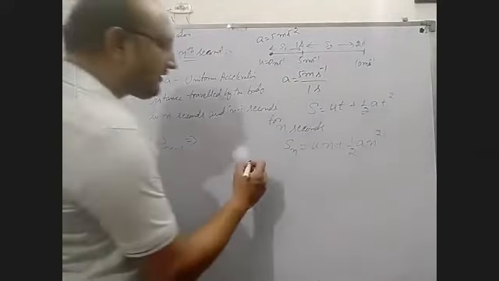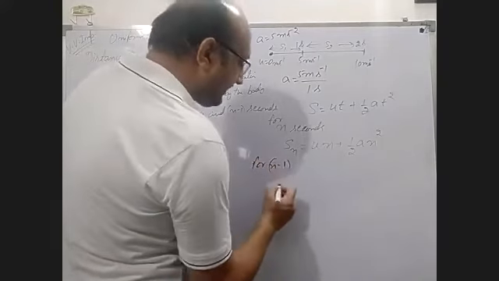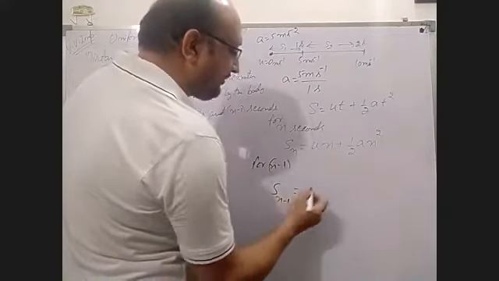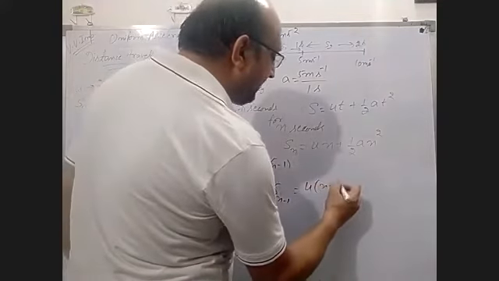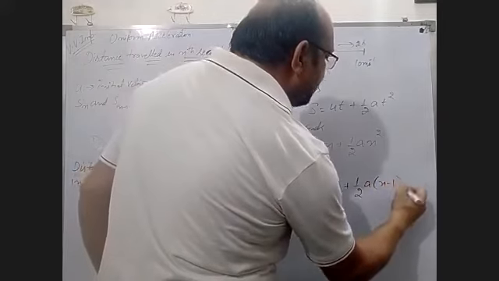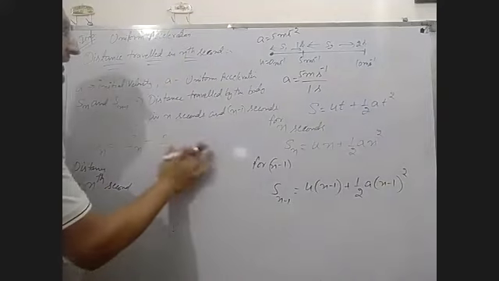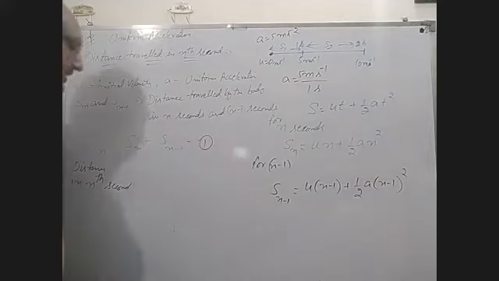For n minus 1, this formula becomes Sn minus 1 equals u times n minus 1 plus 1 by 2 a times n minus 1 whole square. Okay, now put in this equation and calculate the value of Dn. Now Dn becomes Sn minus Sn minus 1.